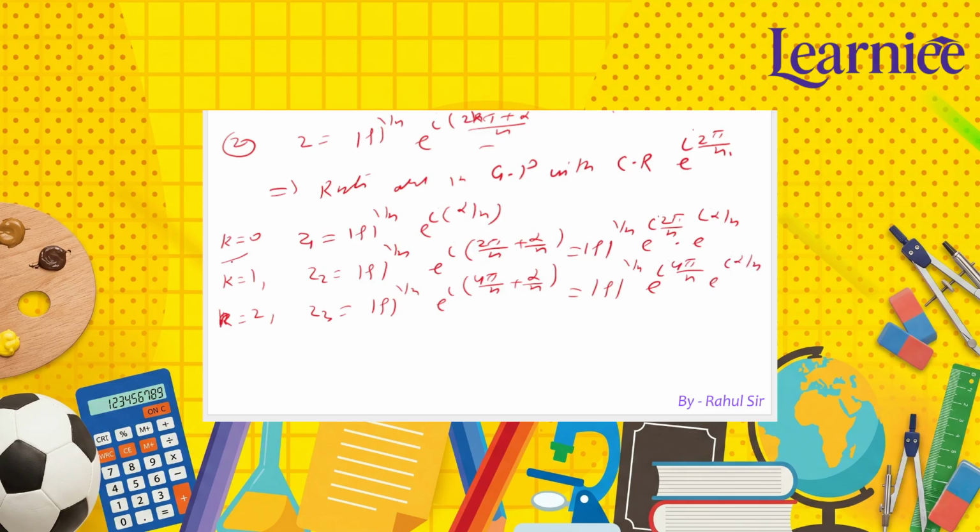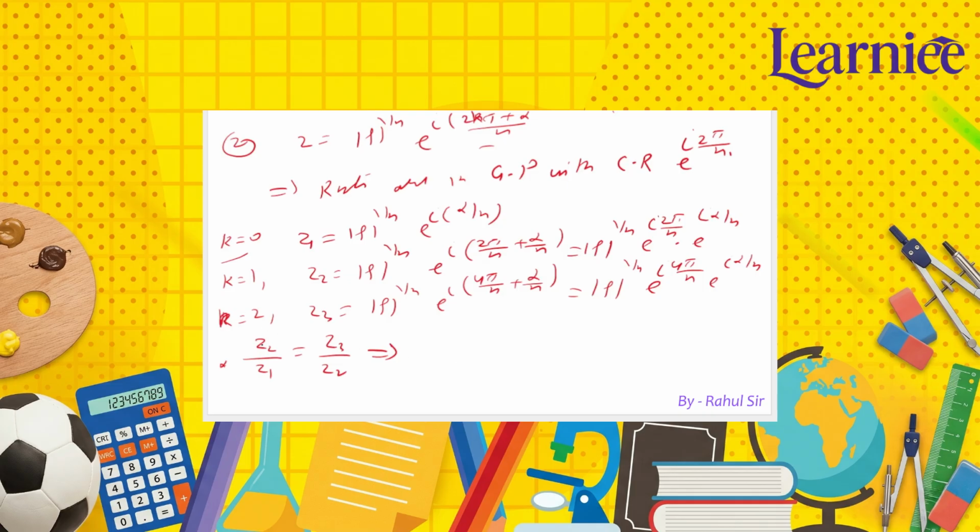And so on. Essentially, these roots z1, z2, z3 are in geometric progression, a geometric series. We can check. How do you know it is a geometric progression? The second value upon the first should be equal to the third upon the second, and that is the common ratio. So here we can check these values.